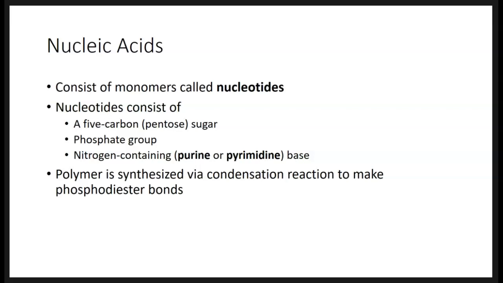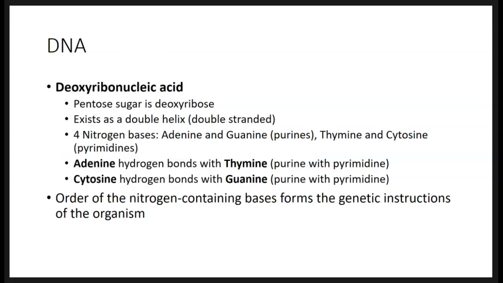So a polymer is synthesized, again, by condensation reaction to make phosphodiester bonds. Like we call the bonds between amino acids peptide bonds, we call the bonds between nucleotides phosphodiester bonds. So there are 2 different nucleic acids. We'll talk about DNA and RNA.